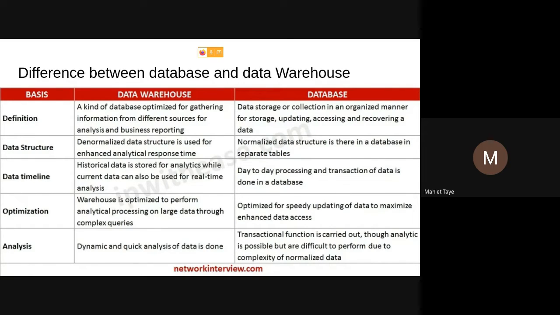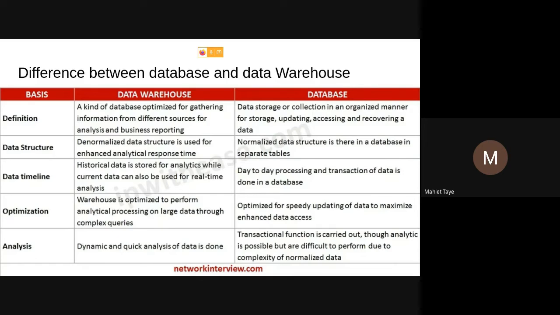But the relational database, which has a normalized data structure, is somewhat easier and has a fast response time for your data. From a data timeline perspective, the data warehouse stores historical data. You can consider it like a data lake, holding a number of years of data, which can be huge, in terabytes or petabytes. The database is smaller than that and more or less provides your day-to-day data processing and transaction activities. So from the storage perspective, a database is smaller than a data warehouse.